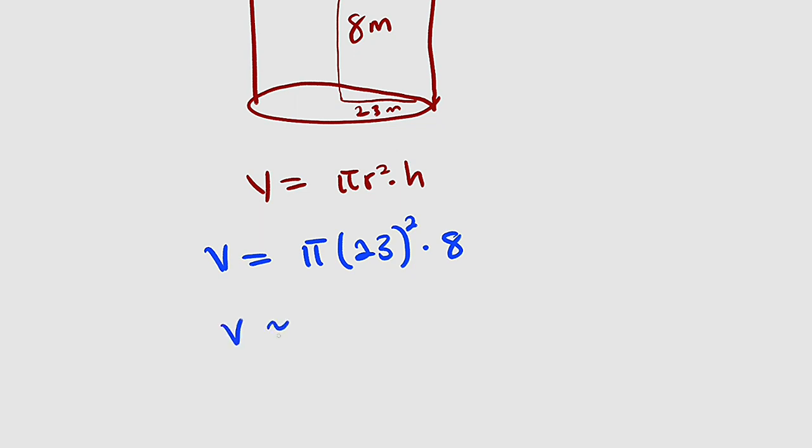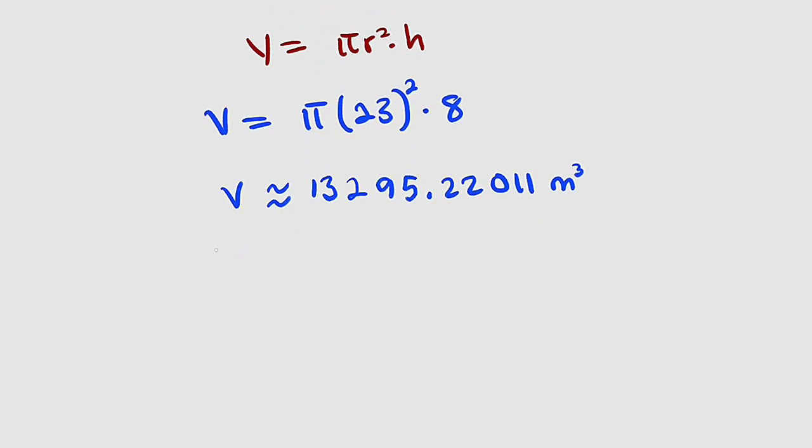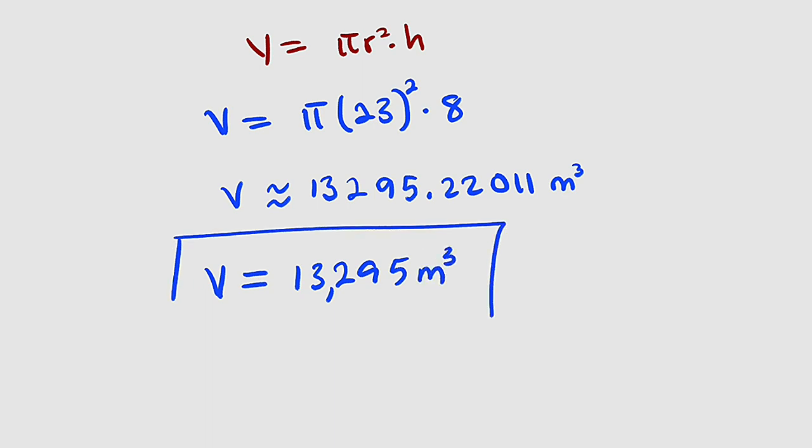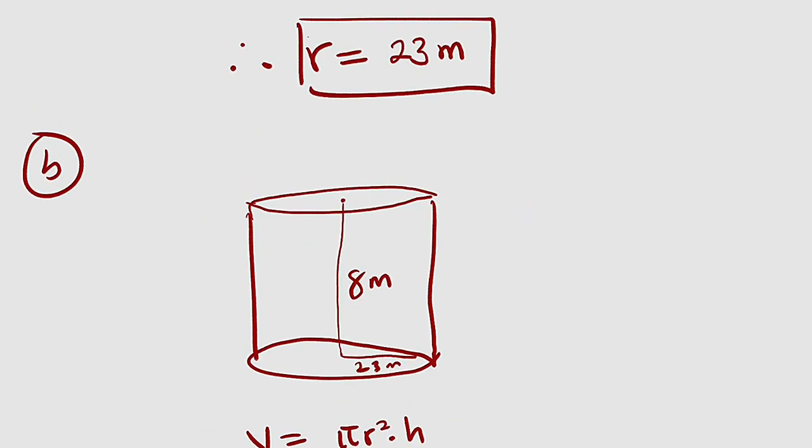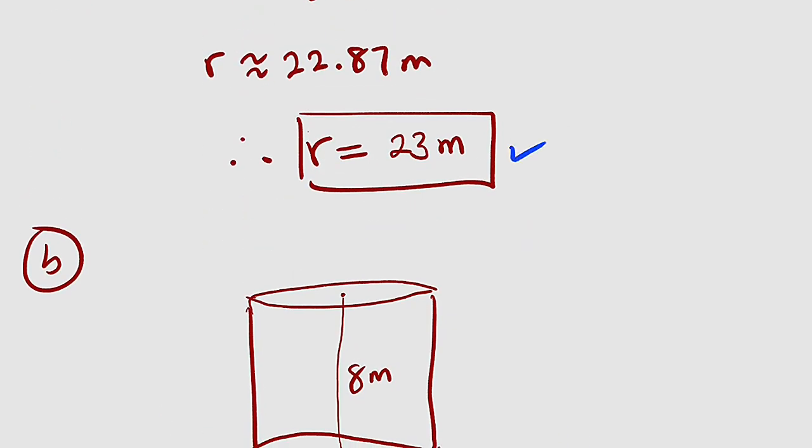And the volume is now approximately equal to 13,295.22011 meters cubed. But it stated to the nearest whole number, therefore we're going to take the whole part. This implies that the volume is equal to 13,295 meters cubed. And this is the volume of the tank, while the radius is 23 meters.